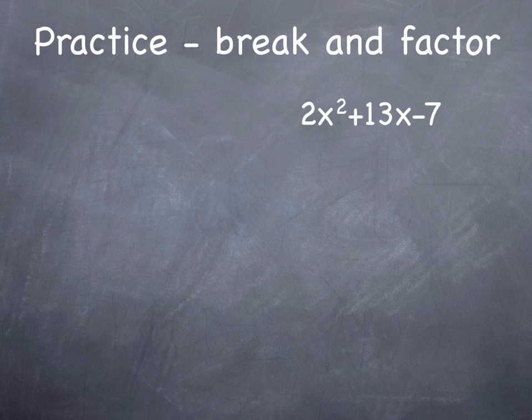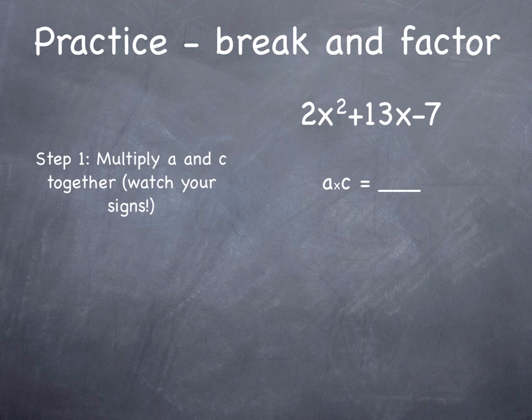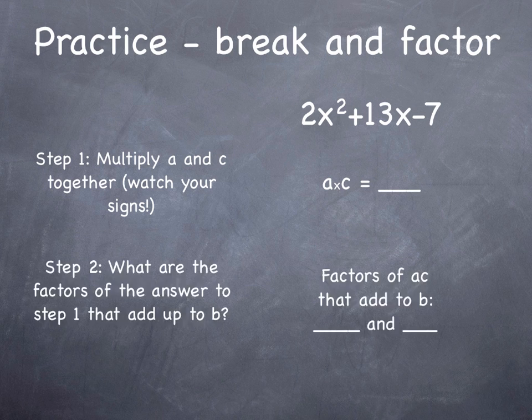So what we're going to try and do is factor 2x squared plus 13x minus 7. Step 1 is to multiply together a and c. That's the coefficient on the x squared term and the constant at the end. And please be careful when we do this of our signs. So in this case, a times c is 2 times negative 7, which is negative 14.